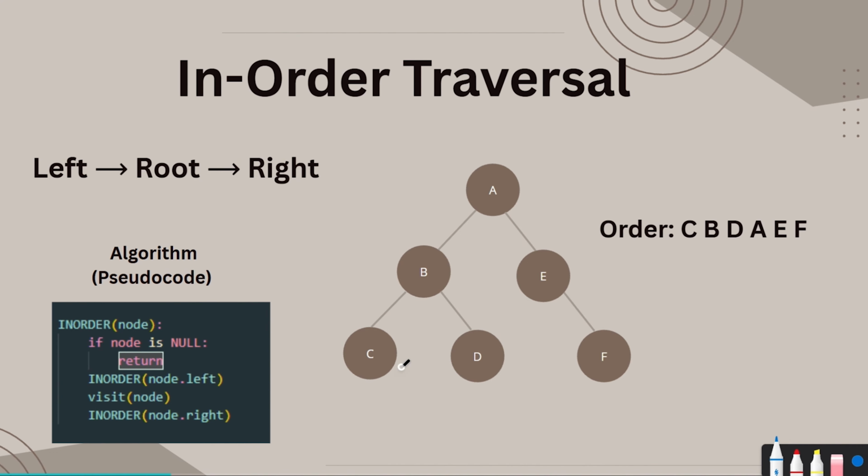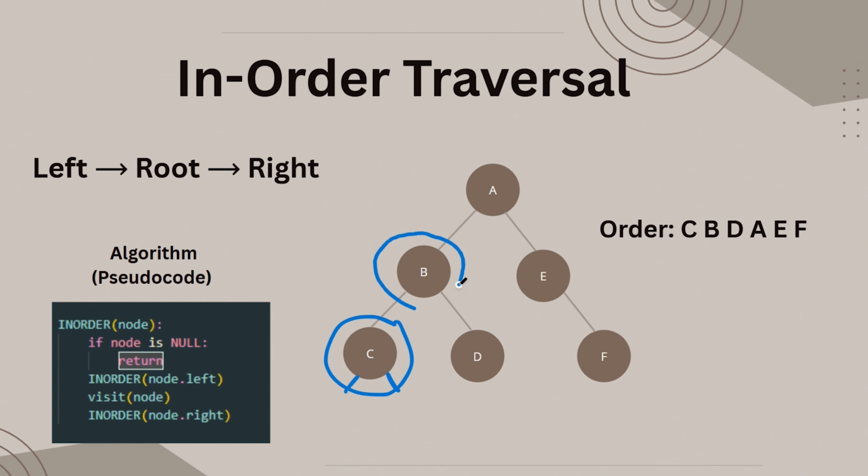Here we can see that A is our root node. From A we go left, then we get B, and then we go left again, we have C. C has no child node, so both left and right are null. So C is the leftmost node. So we have C. And then we go to the root node, that is B. So we go left, then root, and then right.